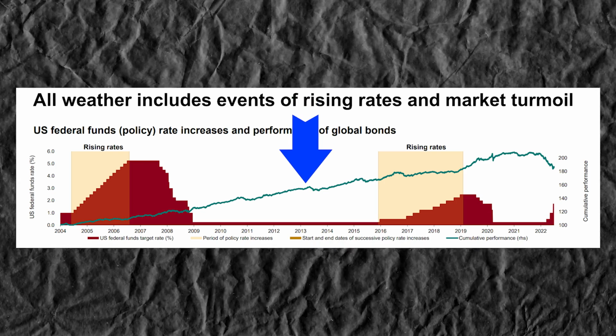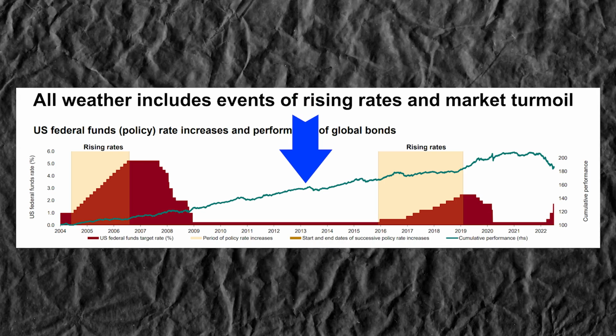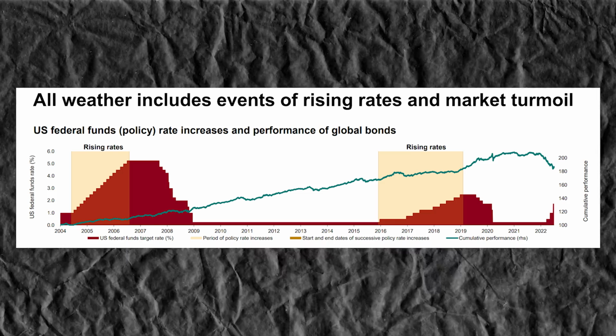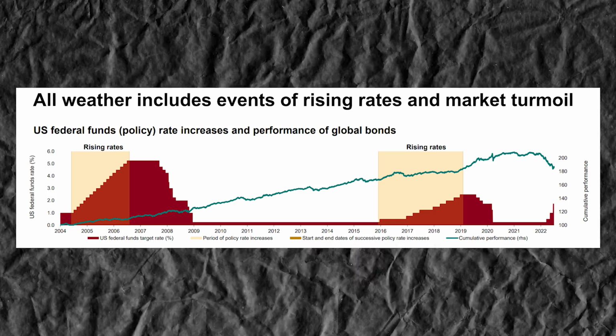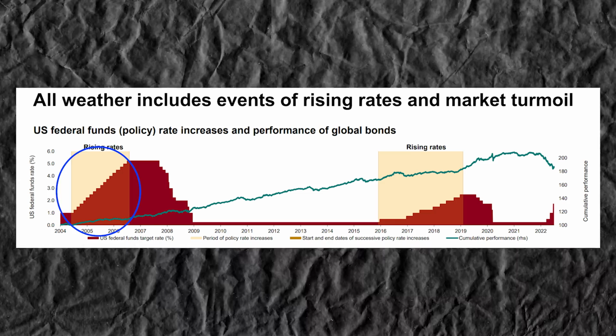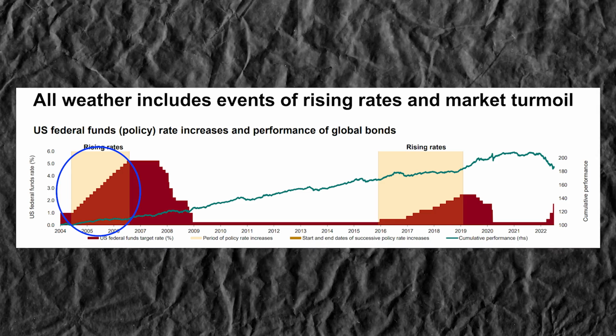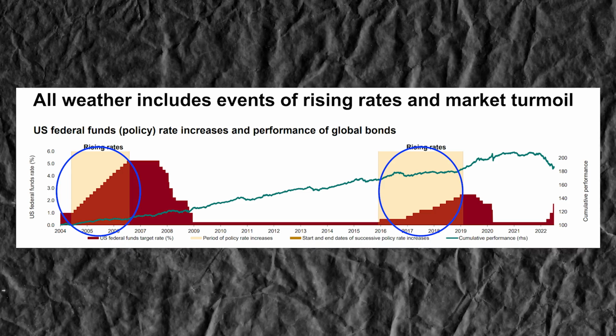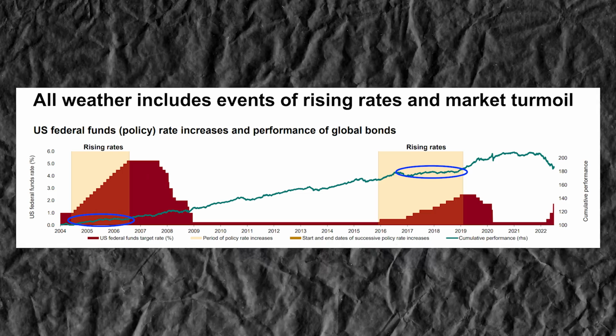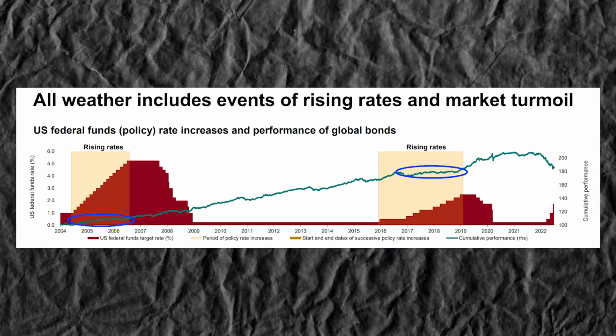So to recap on that, here's another bit of data that shows some historical performance of bonds during previous rate rising cycles. The green line shows cumulative returns from bonds, and we can see that despite the US Federal Reserve, which is their equivalent of the Bank of England, hiking rates between 2004 and 2006, and again between 2016 and 2019, bond returns weren't significantly affected.